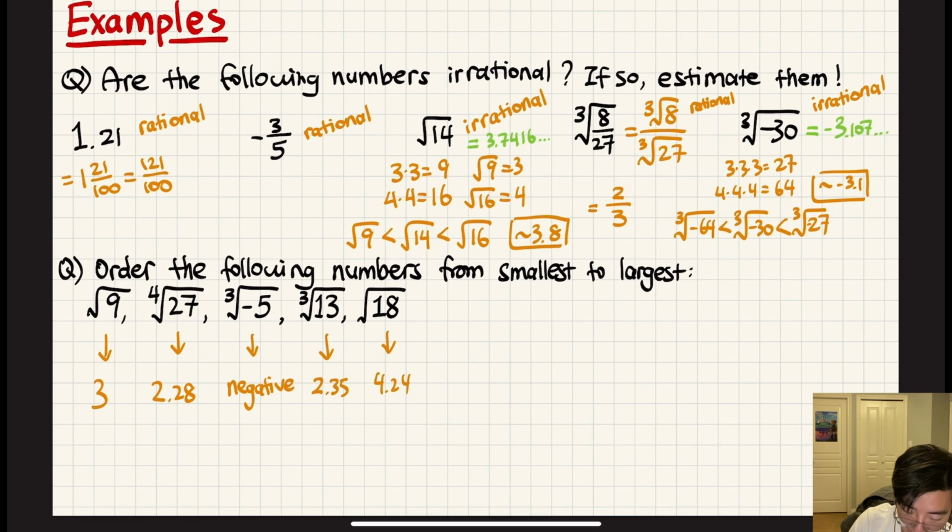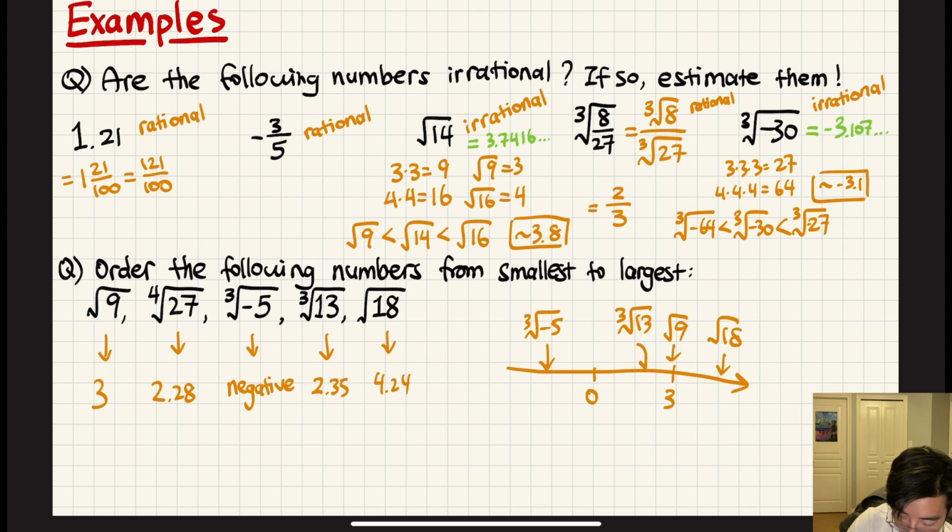On a number line here, let's just say 0 is right here and 3 is right here. So we know the square root of 9 is at 3. The cube root of -5, whatever that is, is going to be negative, so it'll be the smallest number. The square root of 18 is about 4, so it's bigger than 3. We have the cube root of 13 first, followed by the fourth root of 27. And that's pretty much all there is to it.